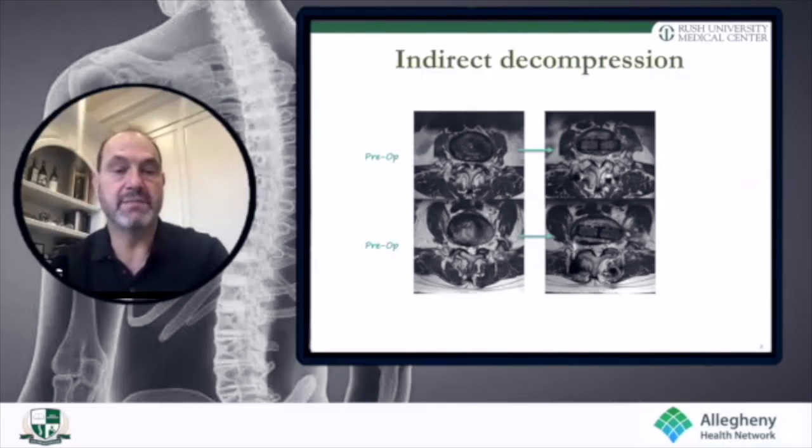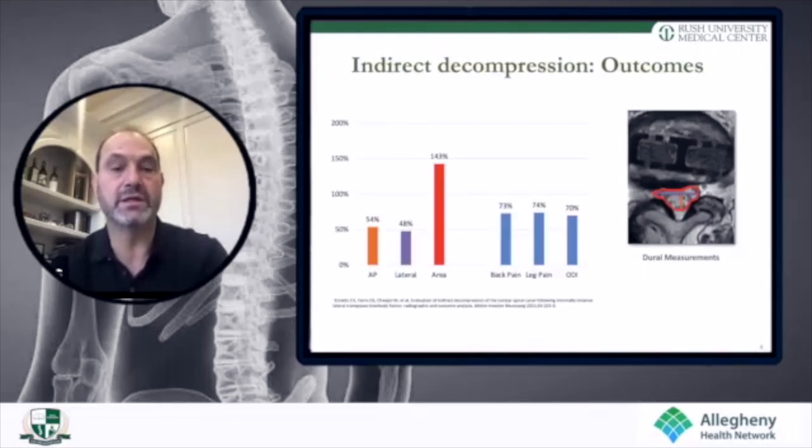Here's just a schematic, an MRI showing pre-op stenosis at two different levels. And there you see a standalone laterally placed interbody cage. And there you see very substantial decompression of the central canal, lateral recess, and foramina, all by indirect decompression.